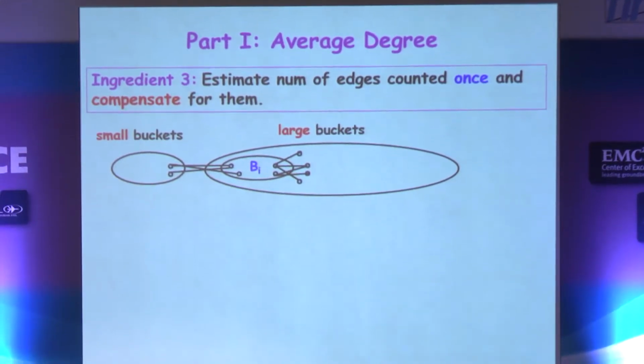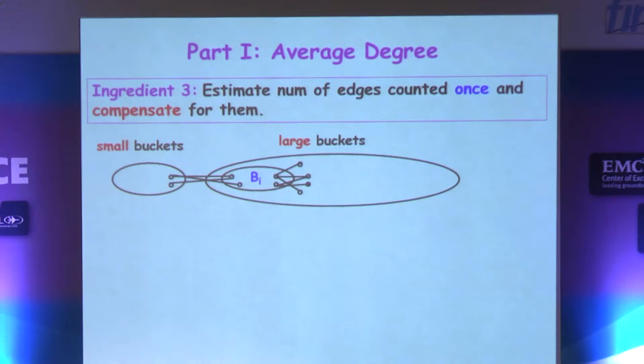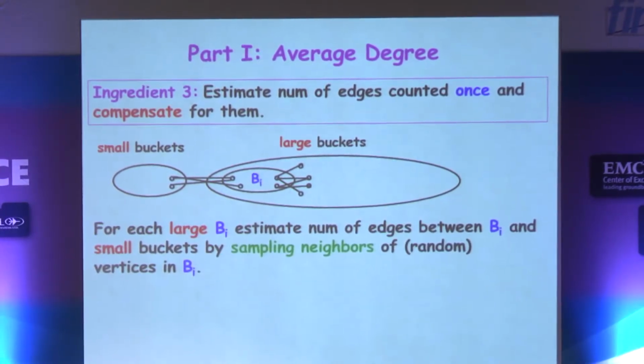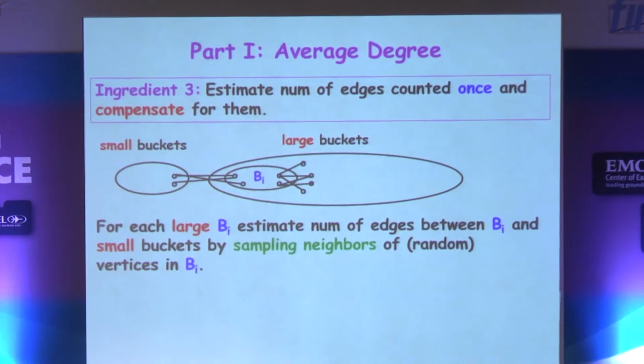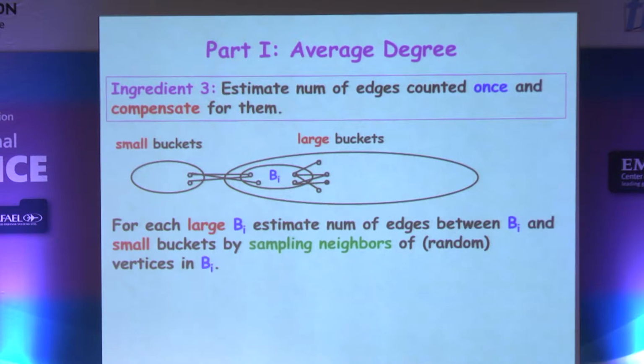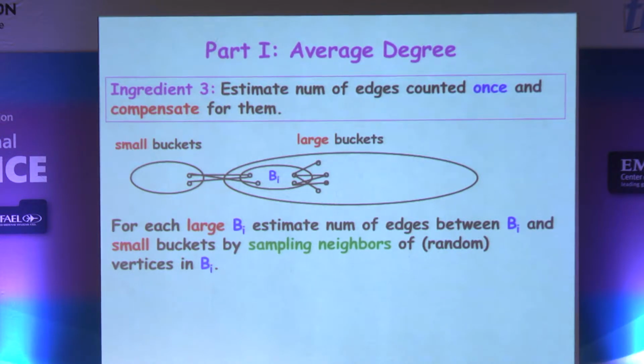But this is something that we can estimate. Large buckets, we can hit them. So for each large bucket, we can hit it sufficiently many times, and then we can look outside. Here we'll use the neighbor queries that we haven't used until now. We can use the neighbor queries to estimate how many edges go out to small buckets, and this is exactly what we're interested in estimating. So we can estimate the number by sampling neighbors. This is what we need.